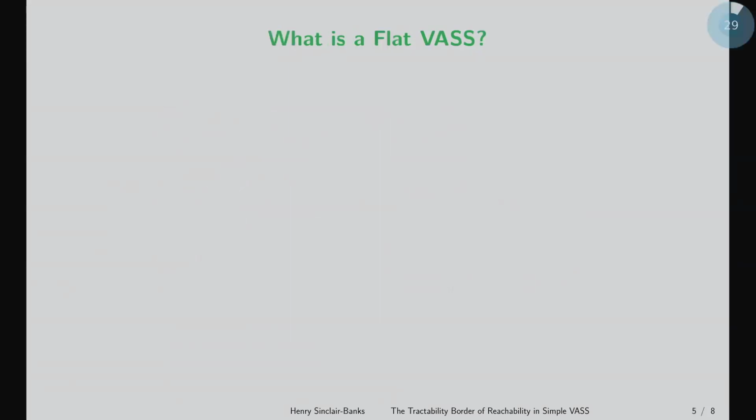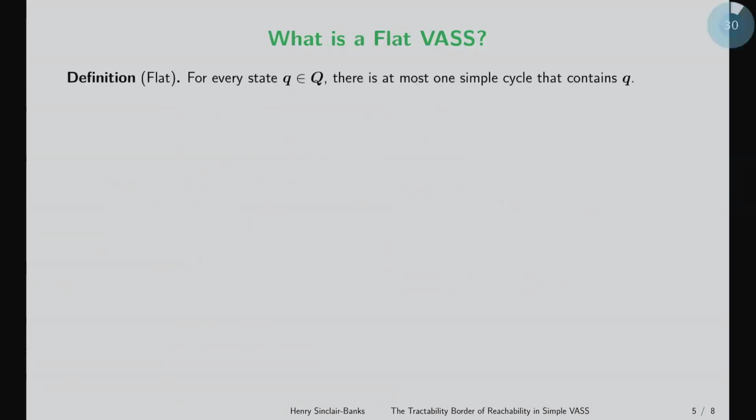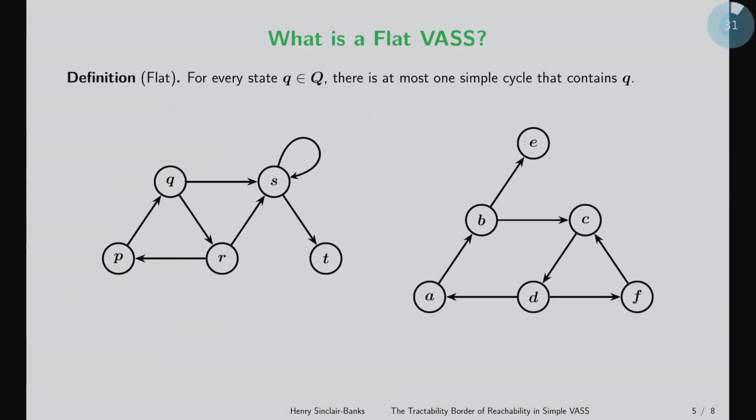The kind that I care about are flat VASS. What is a flat VASS? A flat VASS is a very simple kind of VASS where for each state, there is at most one cycle that contains that state. Here are 2 examples. That one's flat because there's the cycle PQR, there's a cycle R S, nothing at T, but no state belongs to 2 cycles, whereas the one on the right is not flat. There's this ABCD cycle, and there is the CDF cycle, so that one's not flat. Roughly speaking, a flat VASS can be thought of as a directed graph with cycles that are kind of disjoint, attached to the vertices. It makes the system very simple.